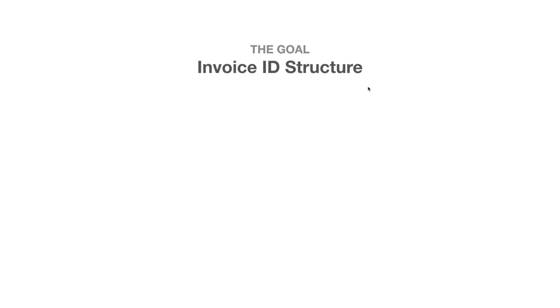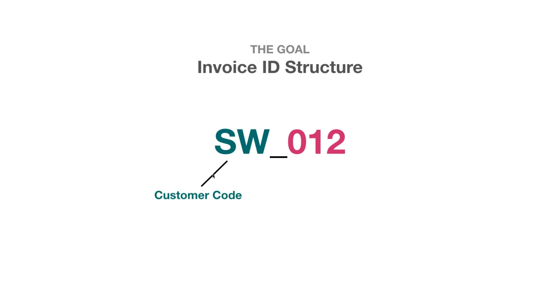And to give you a better idea of the invoice ID structure that I'm using, the first 2 letters are going to be the short code that I just showed you. So this is Sean Wall, so this is the customer code. And then I'm going to add an underscore in between. And then I'm also going to have an invoice number for that particular customer. So basically, if this is 12, that means this is the 12th invoice that I am sending to Sean Wall.